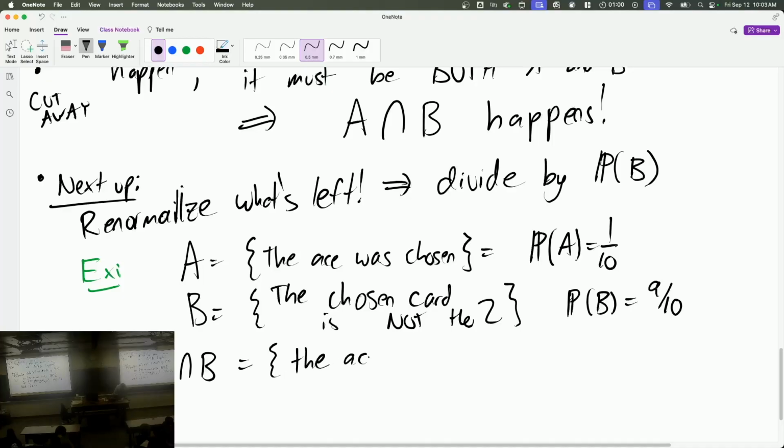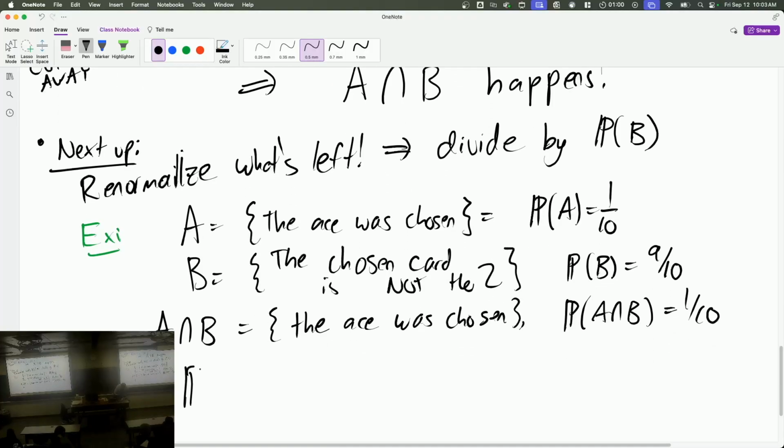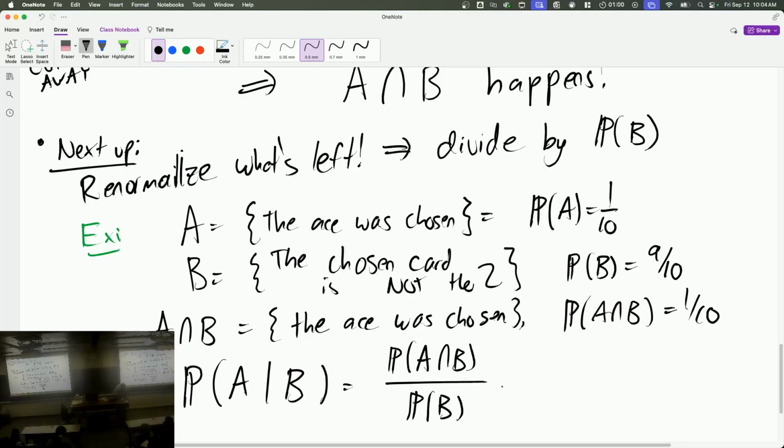So the ace was chosen. So that's the probability of A intersection B, which is still 1/10. And so finally, we can combine these to find the probability. The probability of A given the information B is the probability of A intersection B divided by the probability of B, which is 1/10 divided by 9/10. And that is exactly our answer, 1/9. So the tenths cancel, 1/10 divided by 9/10, and that's another way to get to the same answer.